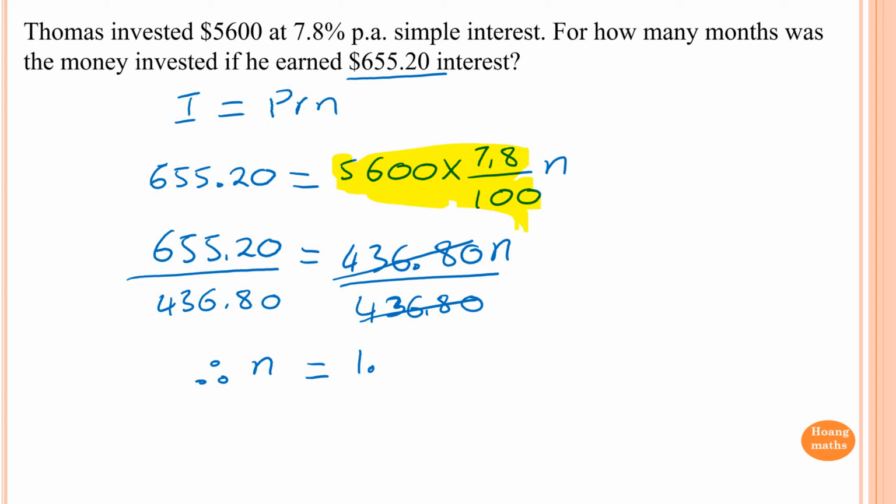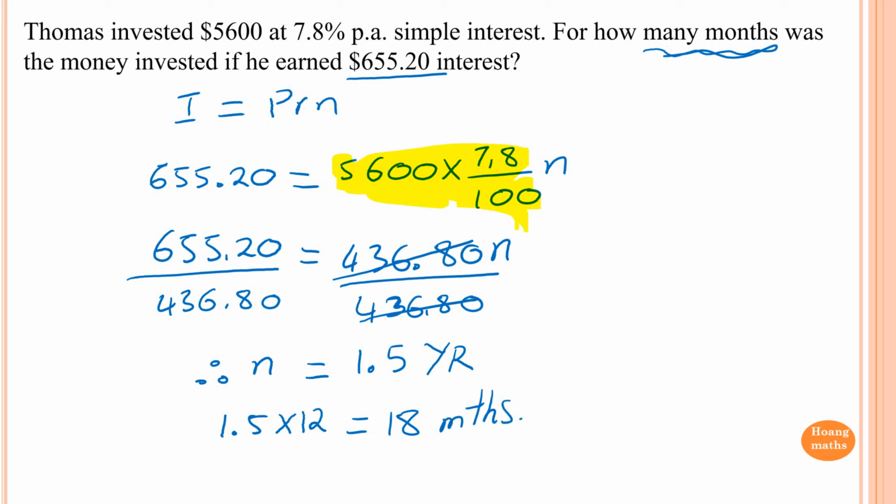It means 1.5 years, because it's per annum, so for year. But the question asked is how many months? So we need to convert to months, which is 1.5 times 12, because there are 12 months in a year. So which is equal to 18 months, if you like. Or you can just write full words, which is 18 months.